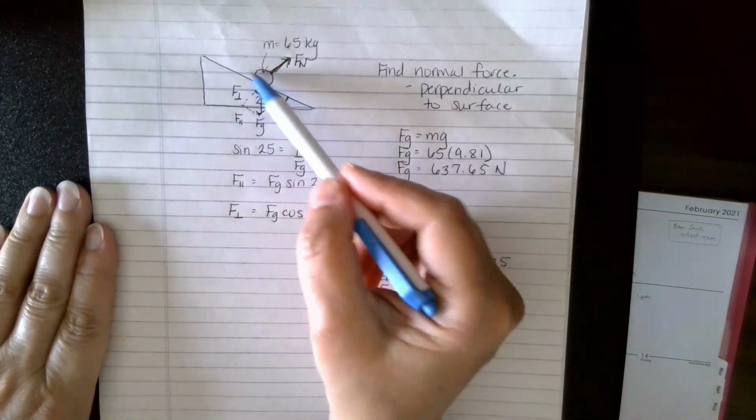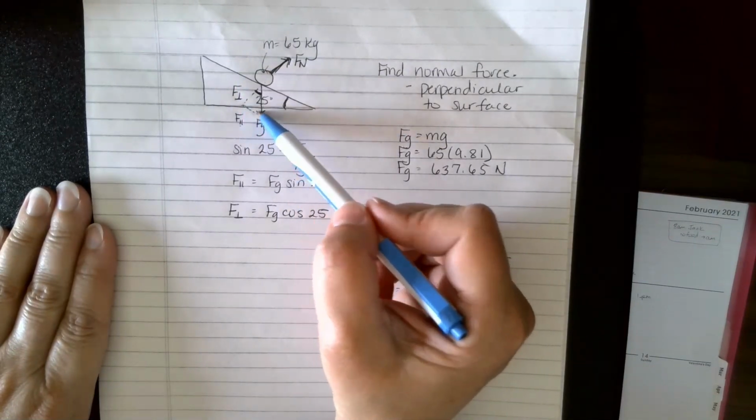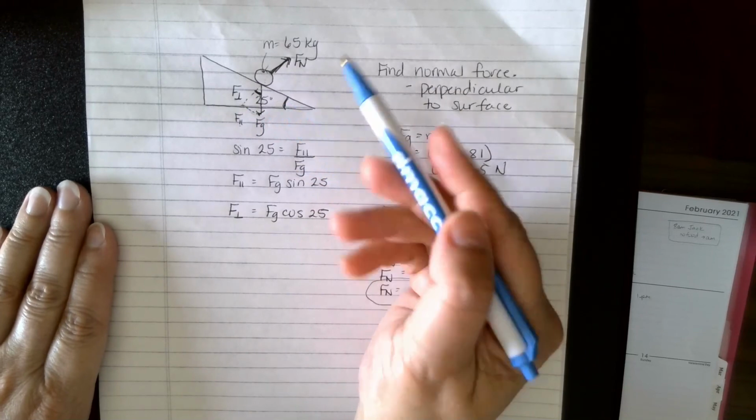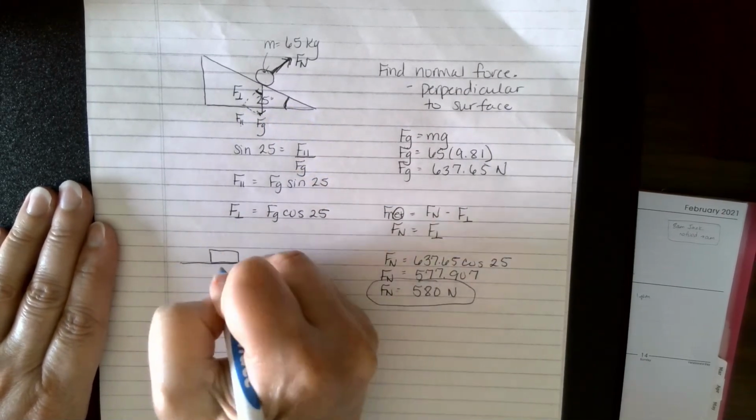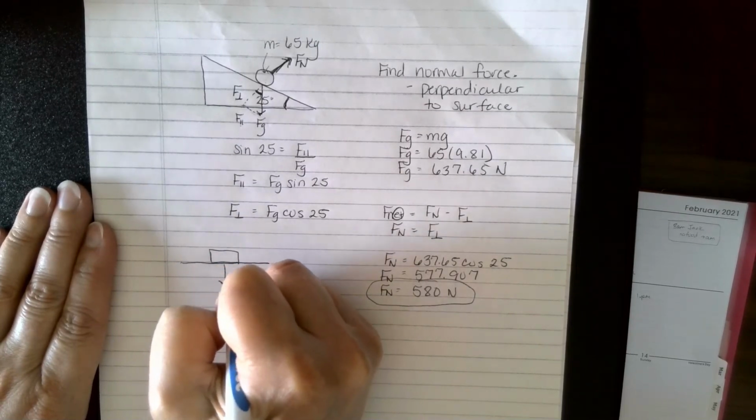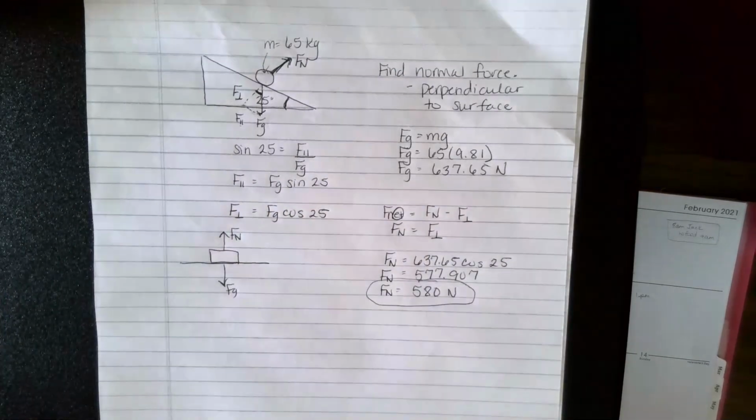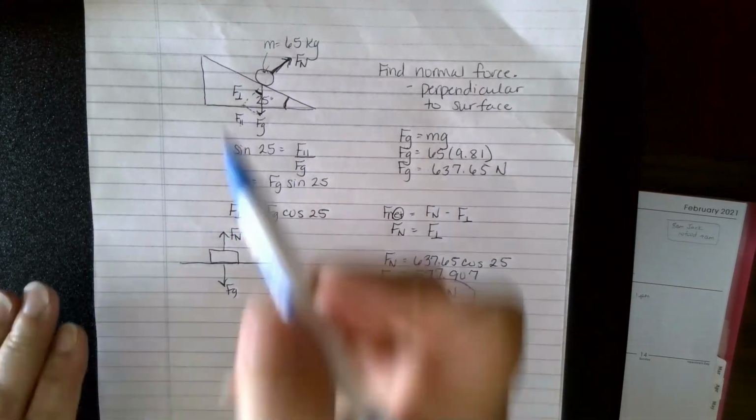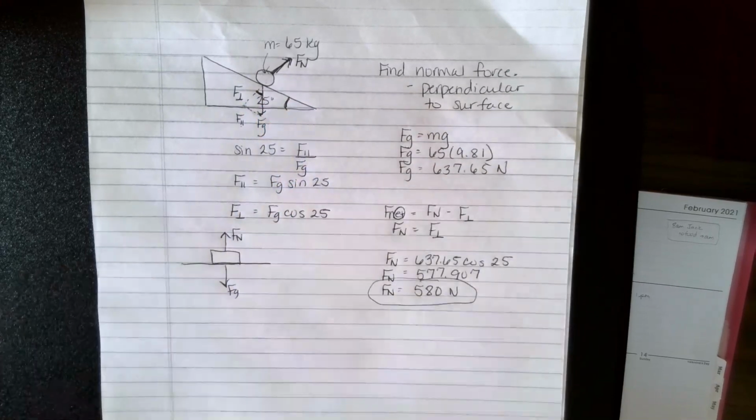So if you're dealing on an incline, you're going to have to resolve that gravity into the two different components. Otherwise, if you were just sitting on a table like this, then your force of gravity would be equal to your normal force as long as you're not accelerating. But when you're at an angle, you're going to have to resolve that force of gravity into its two components.